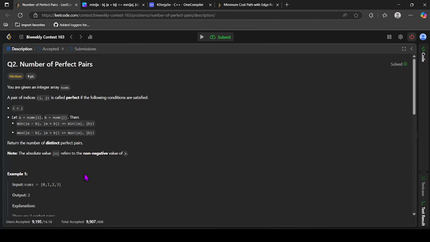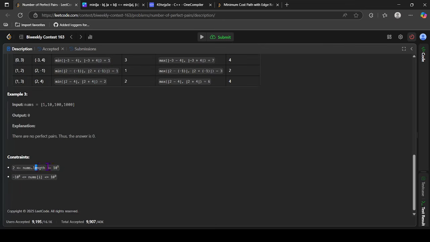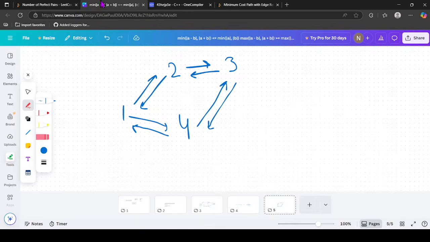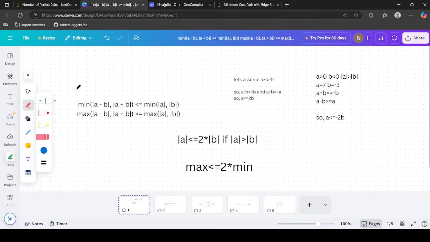The absolute value is the non-negative value of x. The constraints are n is up to 10^5 and the values are from minus 10^9 to 10^9. So firstly, let's say these two are the given conditions.